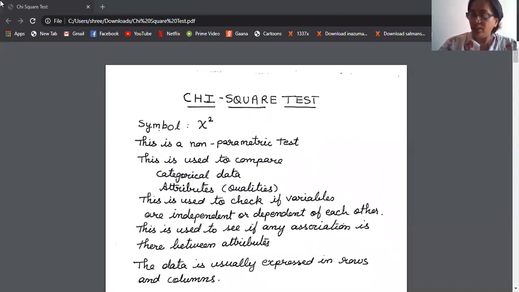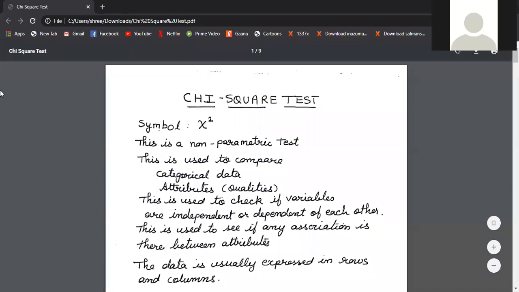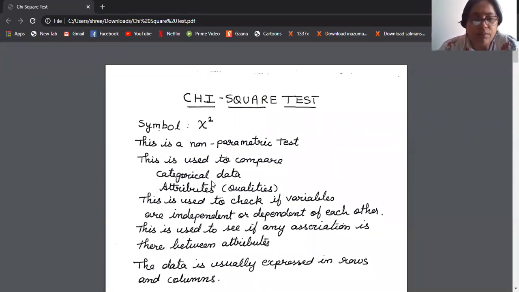And if the data does not satisfy the normal curve, then we cannot apply the parametric test there. So we have to use a non-parametric test in case the data is not normally distributed. And this is one of the tests which we can use in such cases.